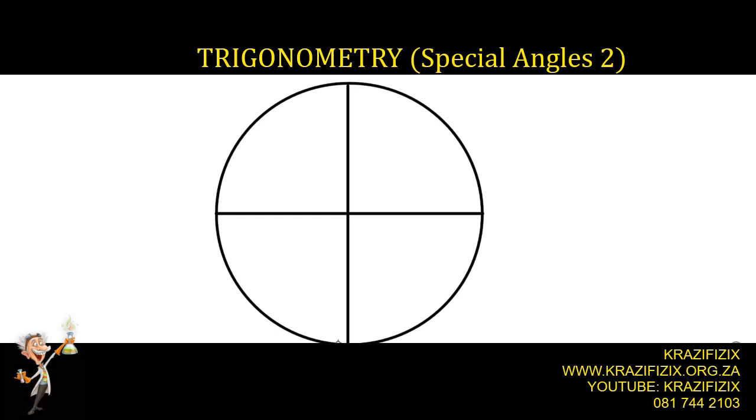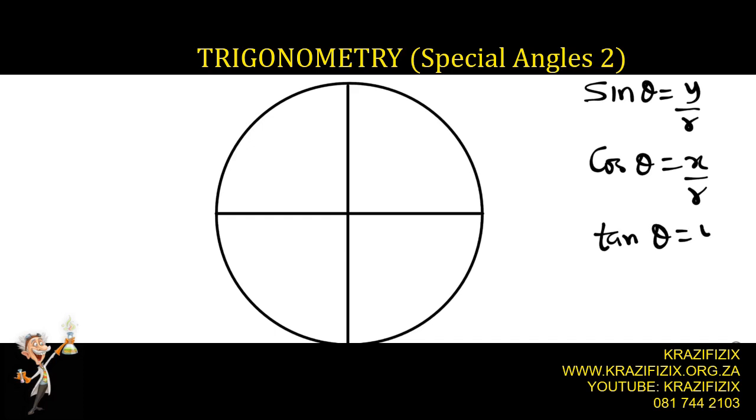Okay, we have that. Now remember, do not forget what our sine is. Our sine theta is, remember what we had? y over r. Our cos theta is x over r, and our tan theta is y over x in each of these quadrants. Now we are going to move anti-clockwise. That's how we name our quadrants in maths. So let's quickly look at the first quadrant.